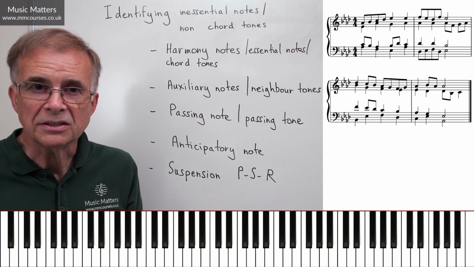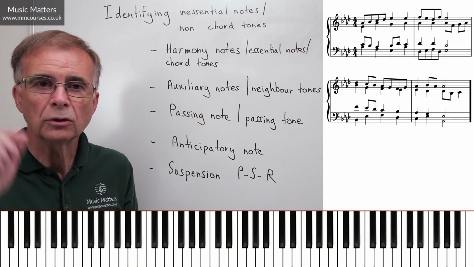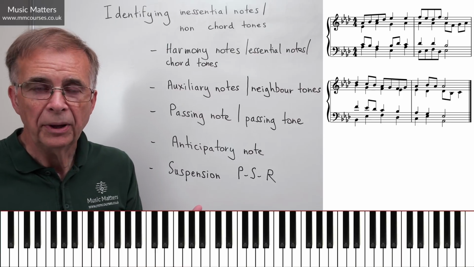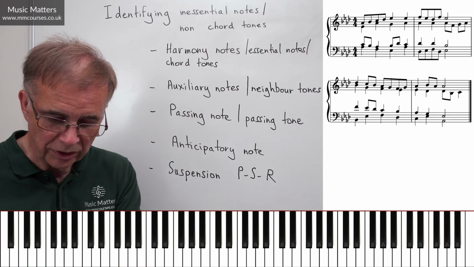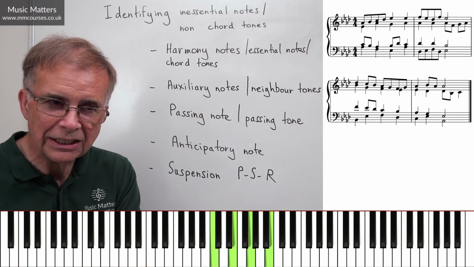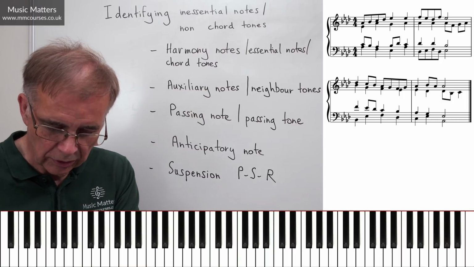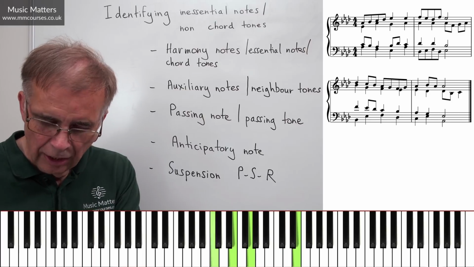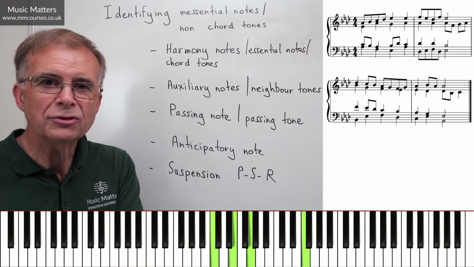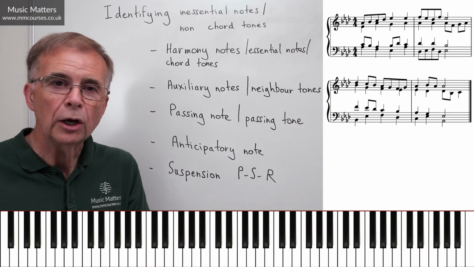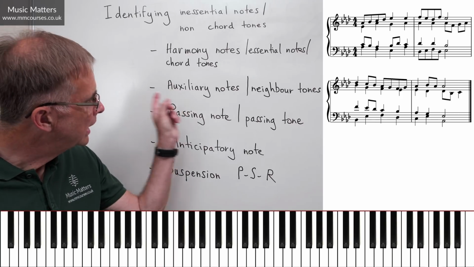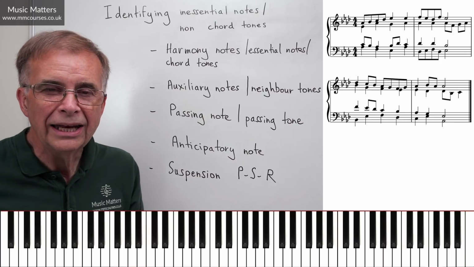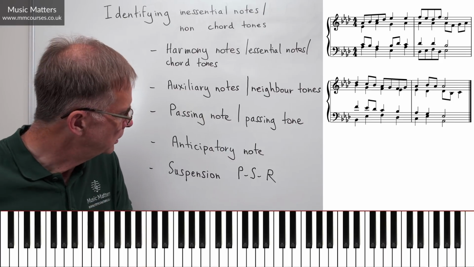Sounds perfectly nice, doesn't it? So that's how an auxiliary note or a neighbour tone works. Apart from going up 1 and coming back, of course, I can also go down 1 and come back: C, B, C, for example, or E, D, E, or G, F, G. So whether I go up 1 and come back, or whether I go down 1 and come back, I'm using an auxiliary note or a neighbour tone. So that's how they work.